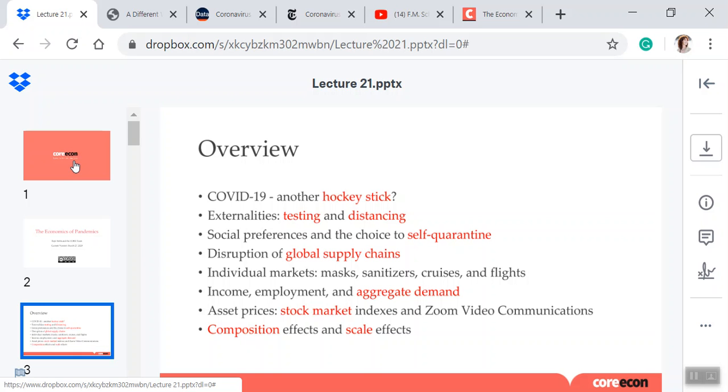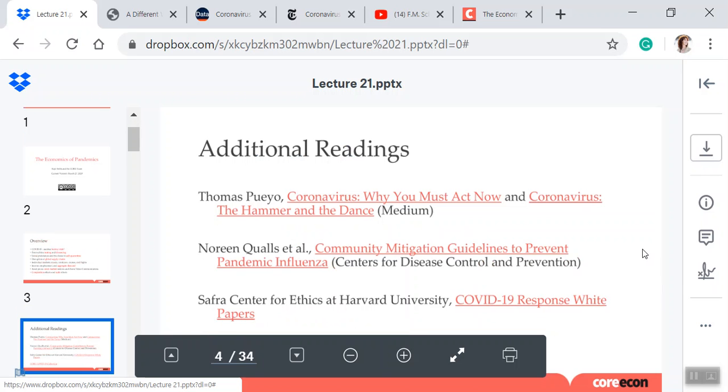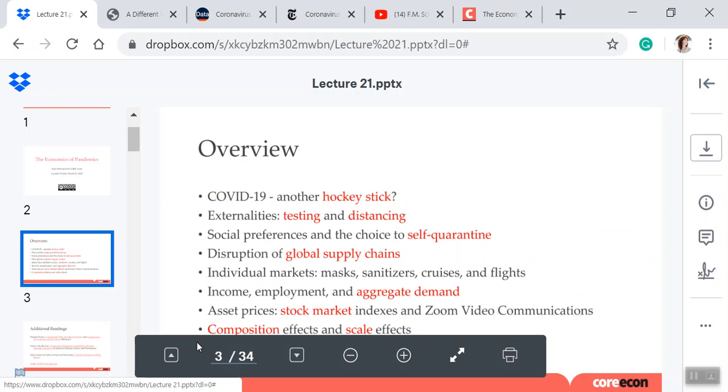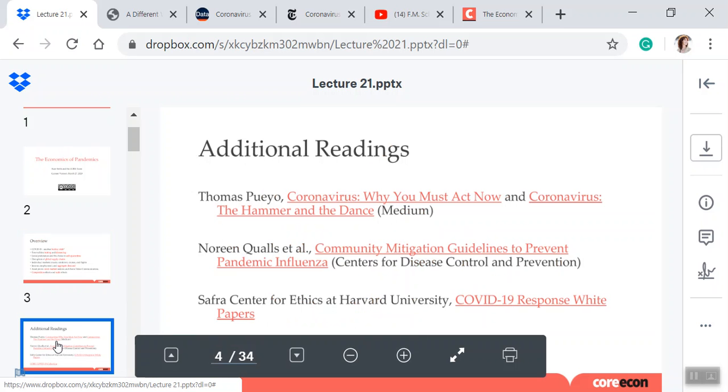And here we have another pandemic, COVID-19. What makes something a pandemic is the fact that it's shared on a global level. It's not so isolated as a local event. It's something that affects all of humanity. So in this PowerPoint, we're going to be looking at COVID-19 as a hockey stick, right? Is it another hockey stick? And looking at externalities and social preferences and global supply chains and what all of these different things mean, and thinking about it as an economist.